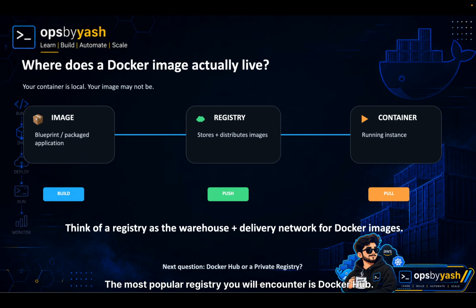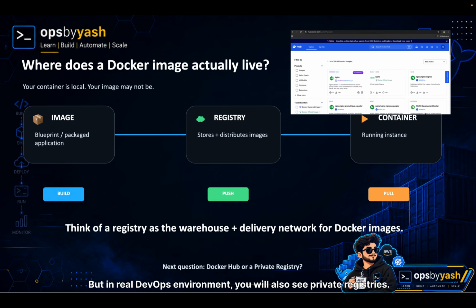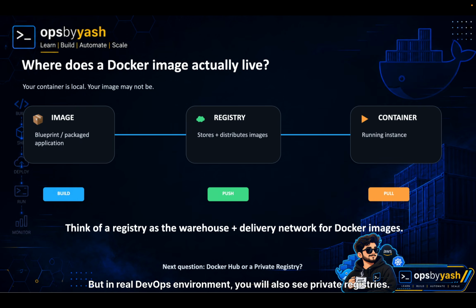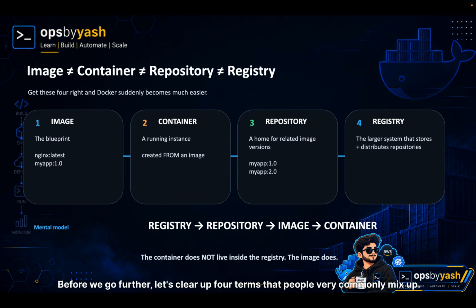The most popular registry you will encounter is Docker Hub. But in real DevOps environment, you will also see private registries, and understanding the difference between these two is extremely important. Before we go further, let's clear up four terms that people very commonly mix up: image, container, repository, and registry. A Docker image is the packaged blueprint of your application.